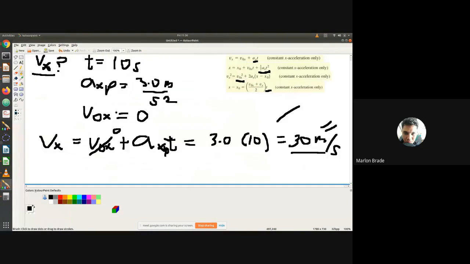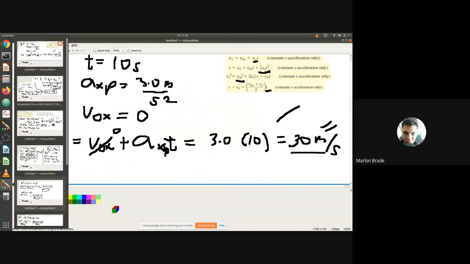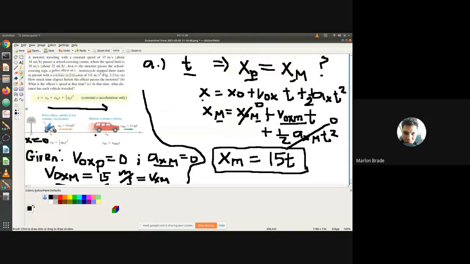So, the question is, at the time the police officer was overtaken, how far were they from the school crossing corner? How far is the police officer? We know that at that time of overtaking, the position of the police officer and the motorist are equal. They are the same, so it doesn't matter which one you solve for, what distance has each vehicle traveled, you get the same answer. So the question is, how far is that distance from the school crossing corner?